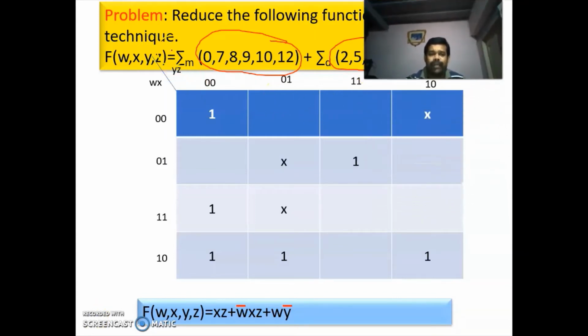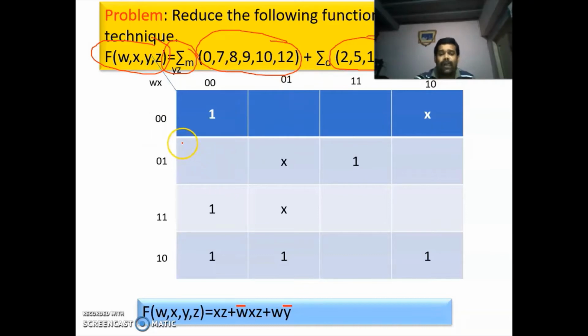Now how many variables are you having? You are having 4 variables w, x, y, z. So we have drawn a 4 variable K-map with the variables W, X, Y, Z. The question is in SOP, so in the place of 0, 7, 8, 9, 10 and 12 we have plotted 1. And in the place of 2, 5 and 13 we have plotted X.